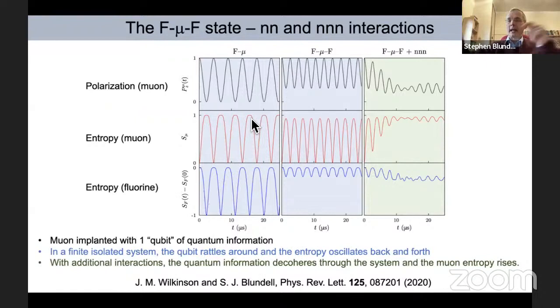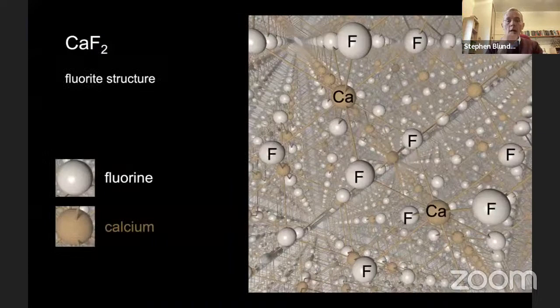But once you put in the next nearest neighbor spins, you see that the entropy of the muon degrades. This is essentially because that quantum information is now rattling around all of the other fluorine spins in the system. And we can quantify this in terms of the muon entropy rising and the way in which decoherence essentially is happening.